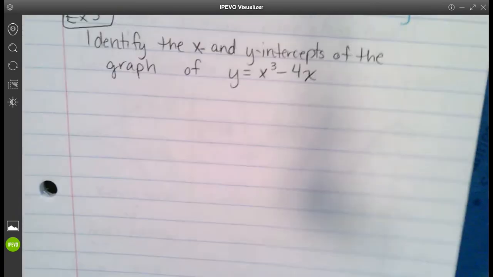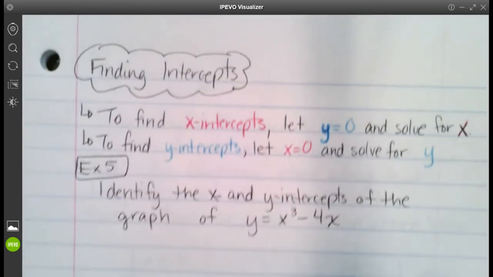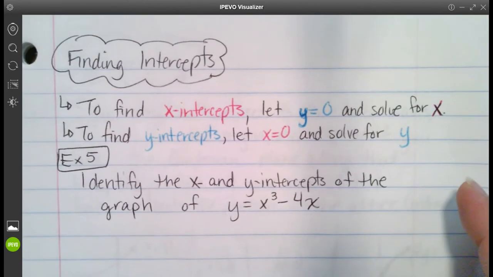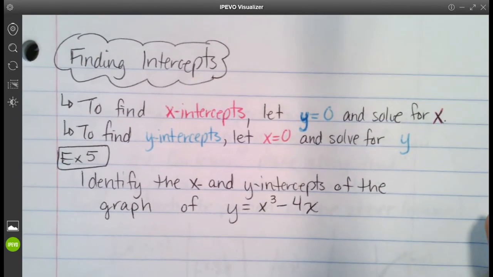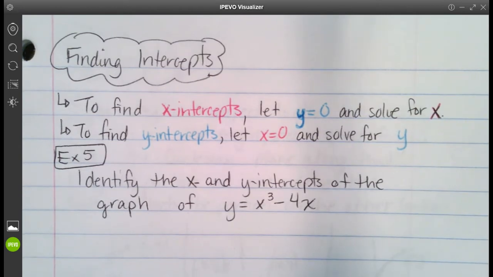Next, we have how to find these intercepts. So we're going to go ahead and do this algebraically. So as always, copy it down first. To find x-intercepts, we're going to let y equal 0 and solve for x. And to find y-intercepts, we do the opposite. So we let x equal 0 and solve for y. It almost seems counterintuitive, but the reason it works is because if you're crossing the x-axis, well, y is always equal to 0 there. And if you're crossing the y-axis, x is always equal to 0 there.